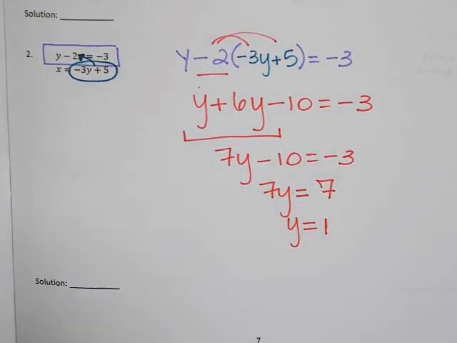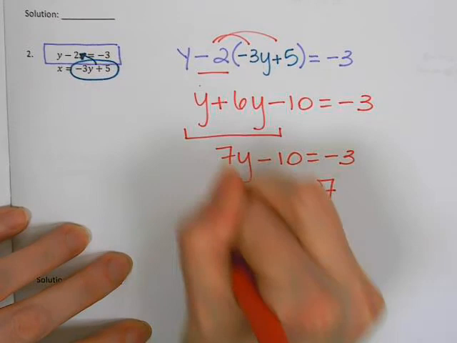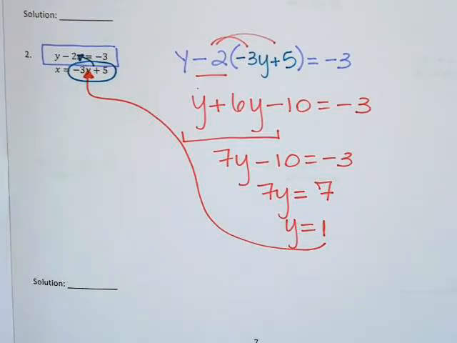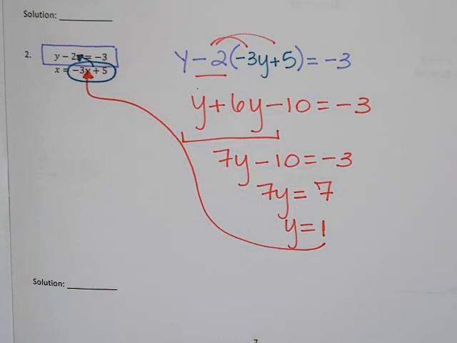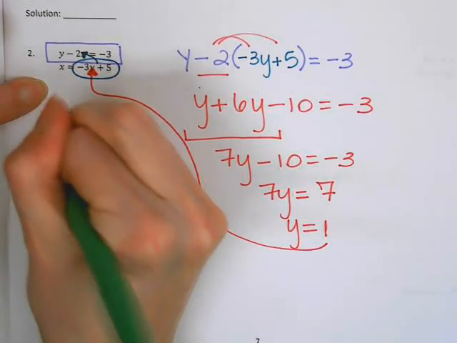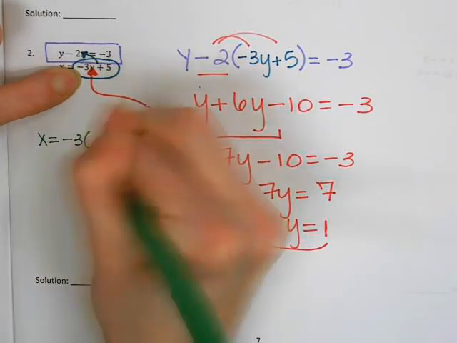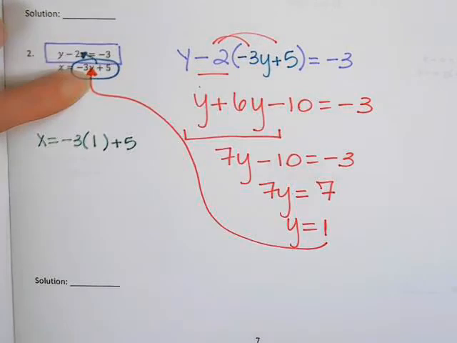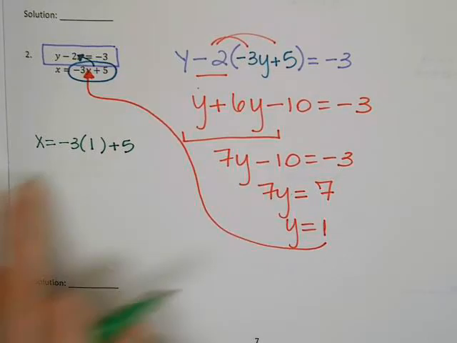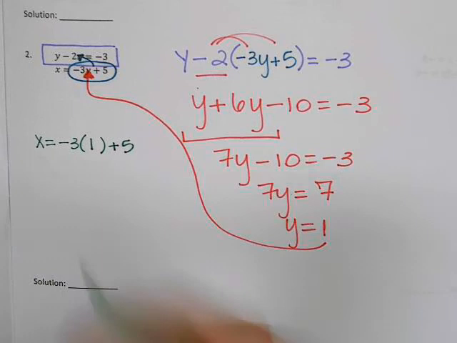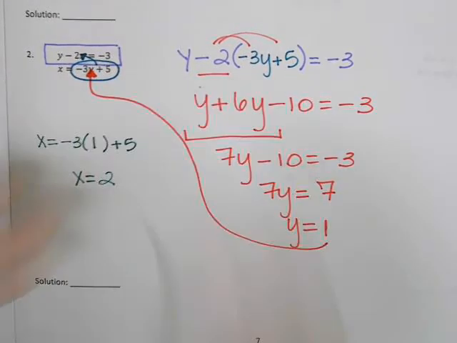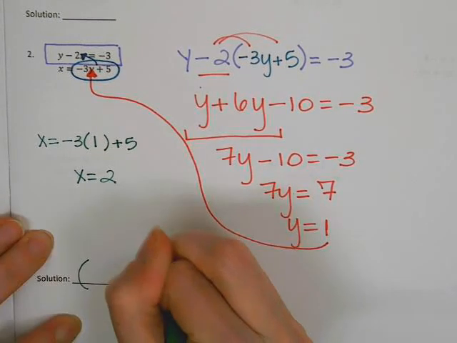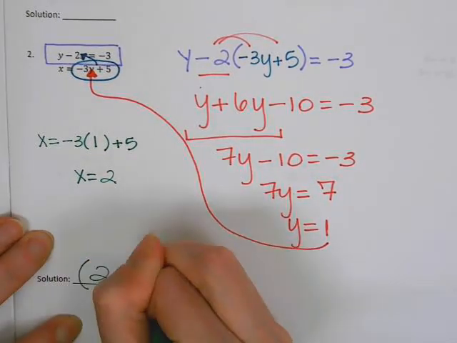Now, we got the y. We got to plug it back in now to find the x. So we're going to plug in y equals 1 right here. And let's try to find x. So x is going to be negative 3 times y, which is 1, plus 5. And if you guys work that out, negative 3 plus 5 is 2. So x is 2. All right, we're going to write our solution as an ordered pair, 2, 1.